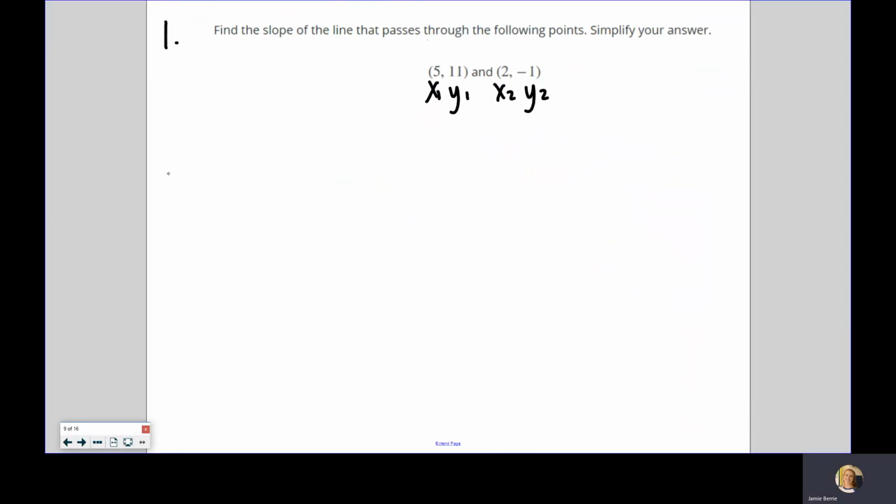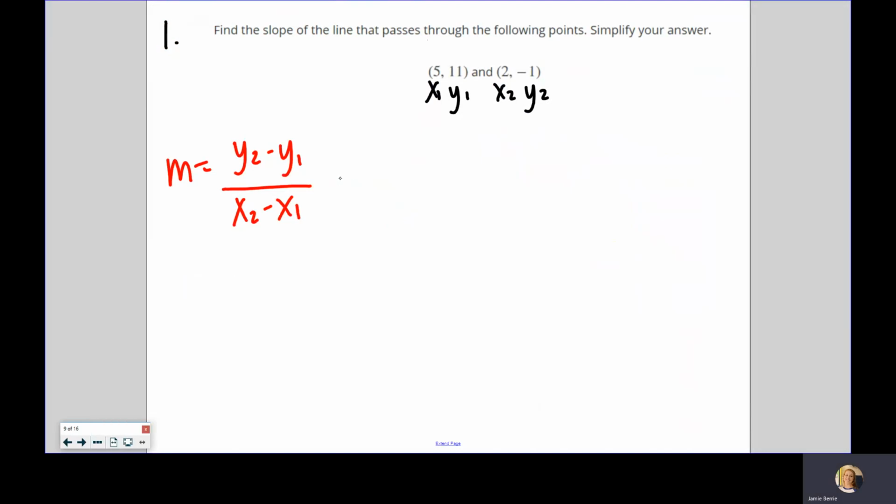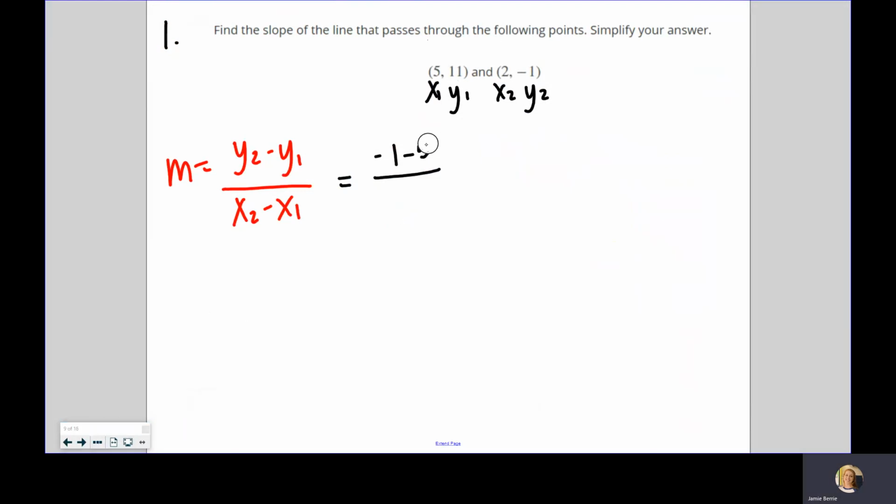All right, so let's write down the slope formula. M equals y2 minus y1 over x2 minus x1. Go ahead and plug in your numbers. Y2 minus y1, that's -1 minus 5. And then x2 minus x1, that's 2. Oh my goodness, I plugged in the wrong number, didn't I? Let's back it up. Y'all see what I did?